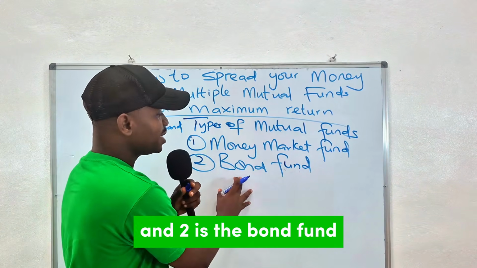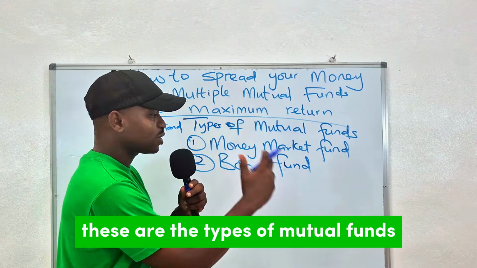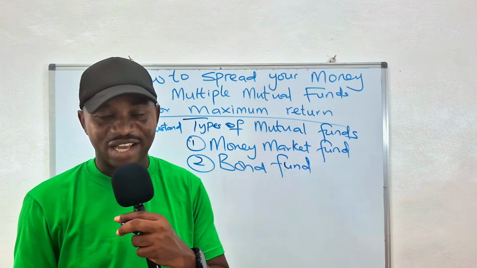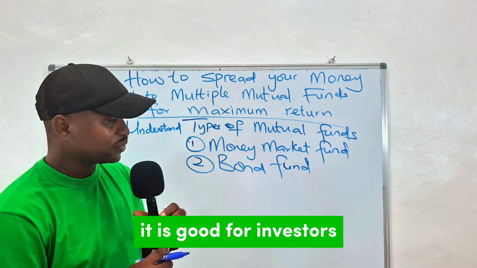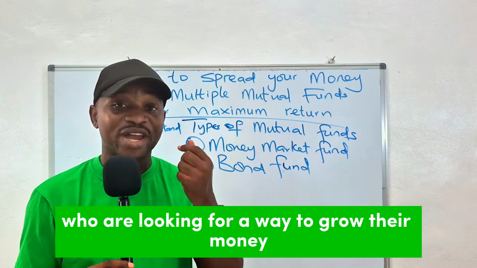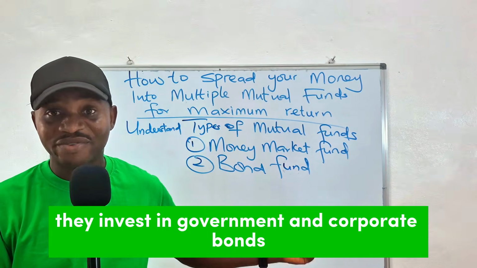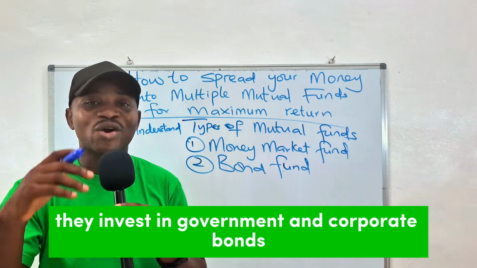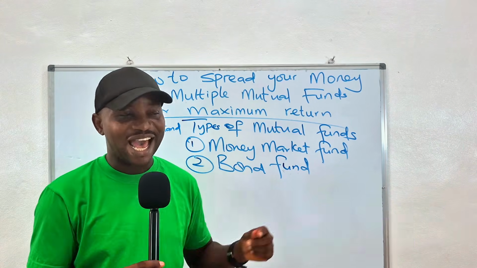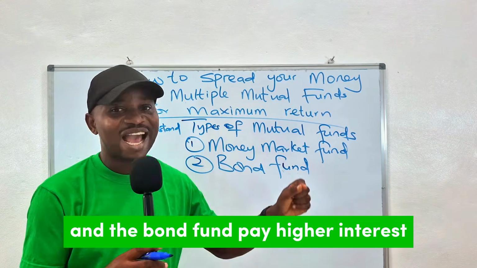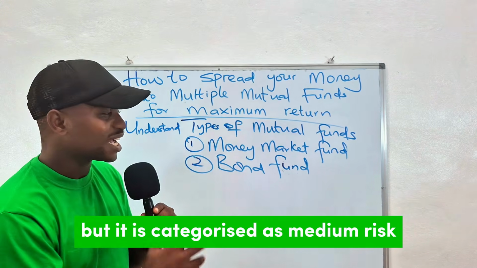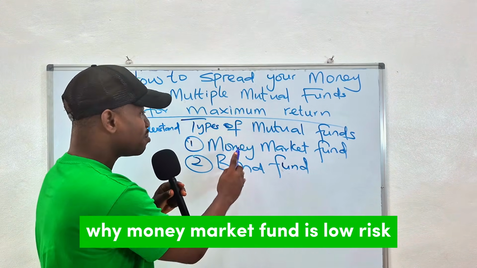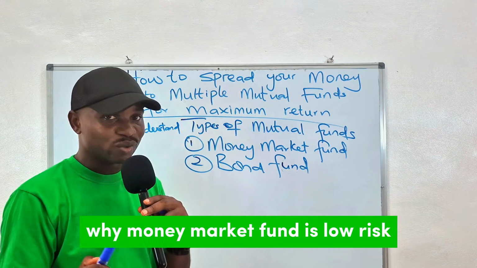And two is the bond fund. This is also a type of mutual fund that is categorized as medium risk. It is good for investors who are looking for a way to grow their money. They invest in government and corporate bonds, and the bond fund pays higher interest than a money market fund, but it is categorized as medium risk, while money market fund is low risk.